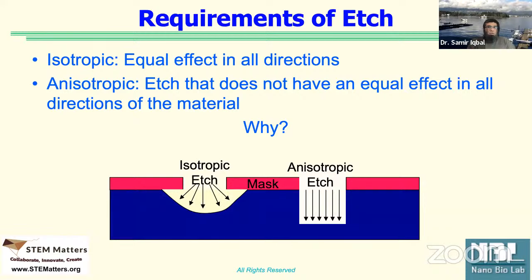There can be multiple reasons how we make it happen like this, or it has its own chemical propensity to etch one side more than the other side. We can make it by maybe we put some charge.